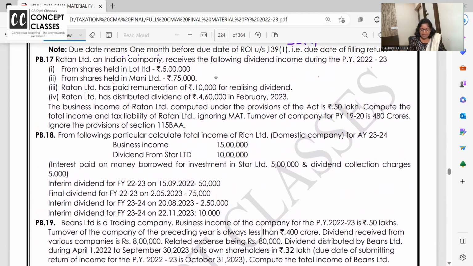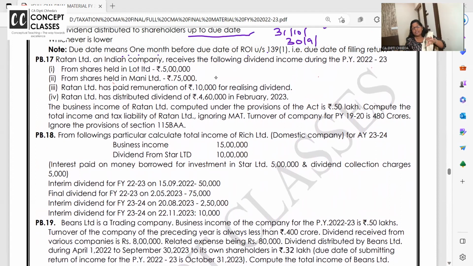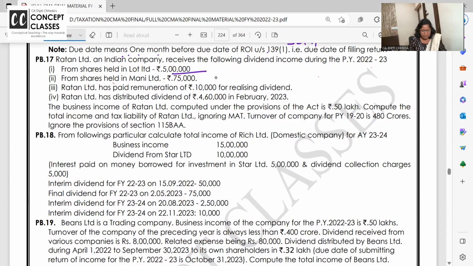Ratan Limited, an Indian company, receives the following dividend. I've just sent these 3 problems, which I'm solving now, on Saturday in the WhatsApp group. The Indian company receives the following dividend income: from shares of some company 5 lakh, from shares of another company 75,000, and Ratan Limited paid remuneration of 10,000 for realizing the dividend.